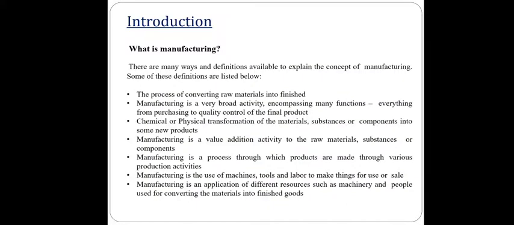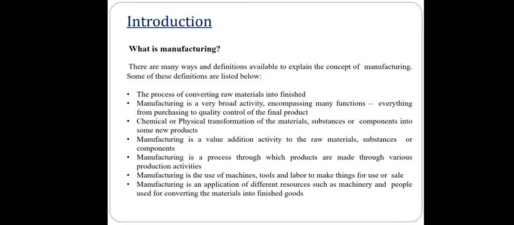Manufacturing is nothing but the chemical or physical transformation of materials, substances or components into new products. Manufacturing is a value addition activity to the raw material, substances or components. Manufacturing is a process through which products are made through various production activities. Manufacturing is the use of machines, tools and labor to make things for use or sale. And manufacturing is an application of different resources, such as machinery and people, used for converting materials into finished goods.